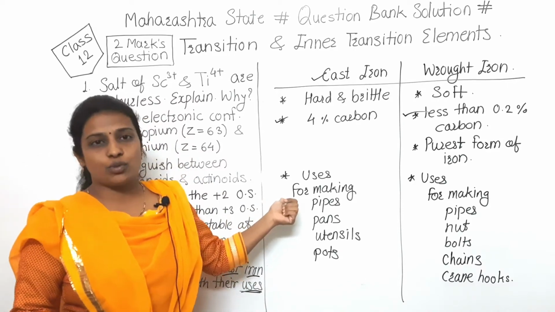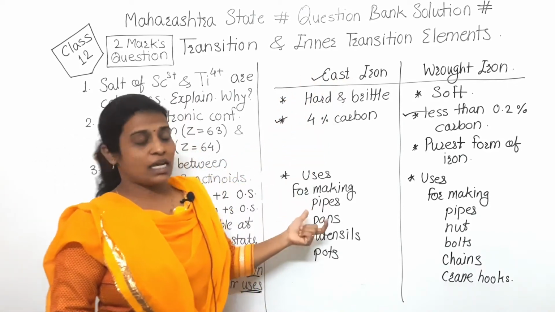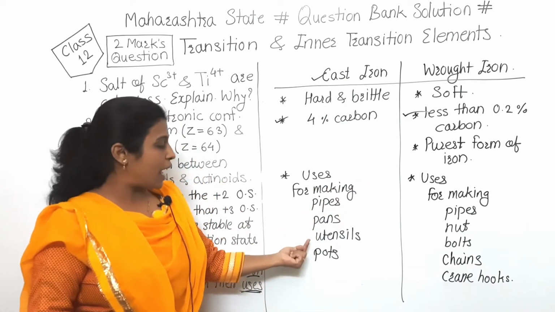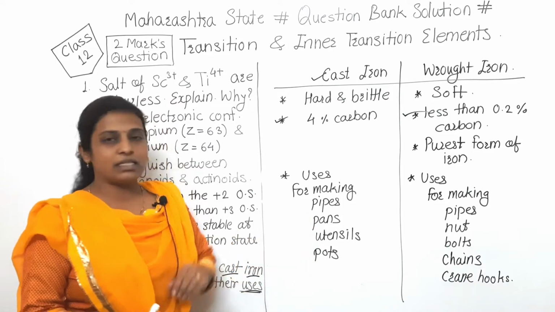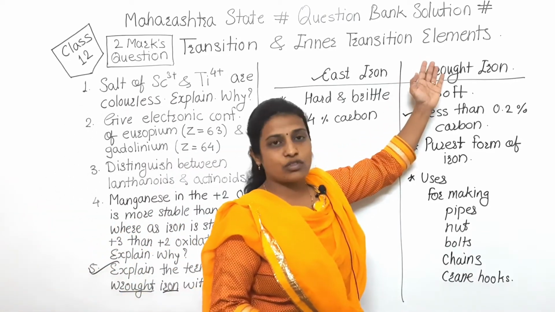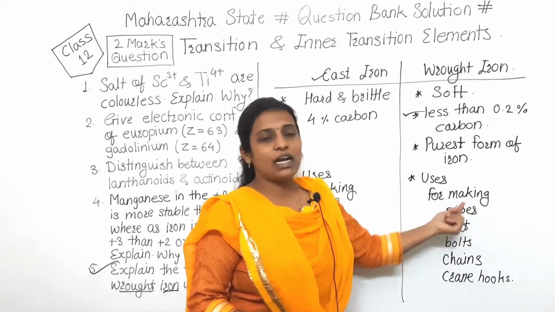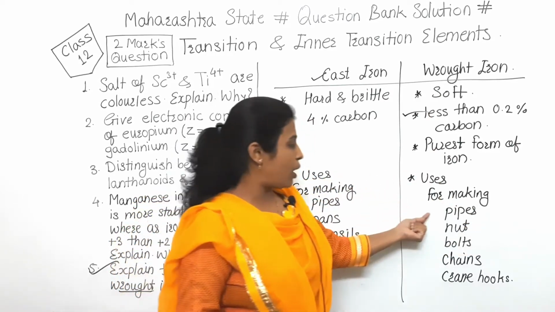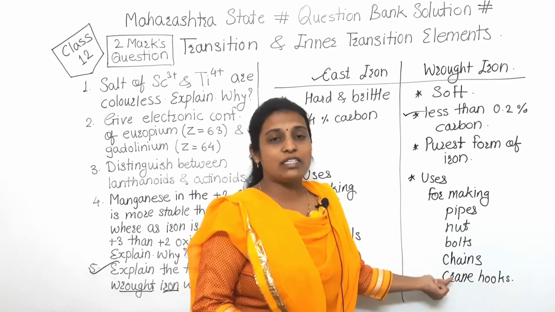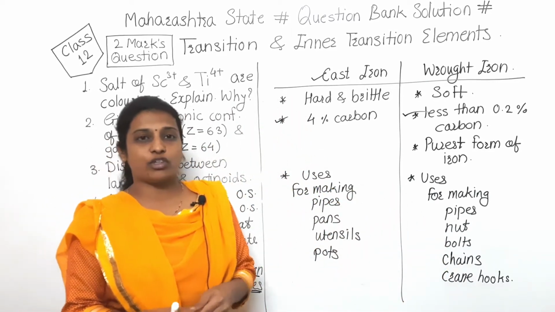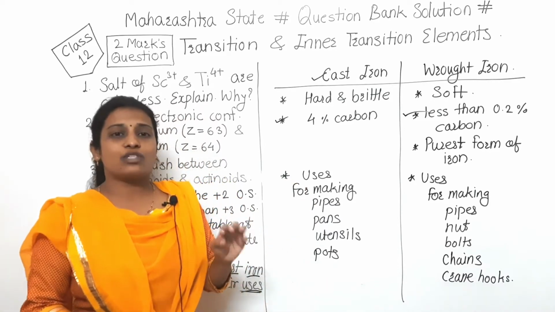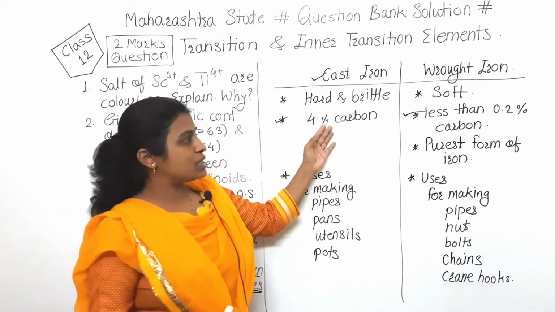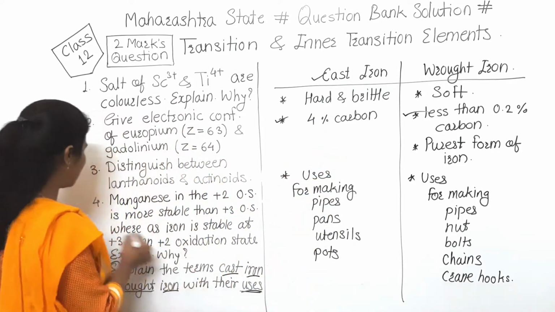Next point is the uses. If we consider the uses of cast iron, these are used for making pipes, pots as well as utensils and pans also. And if we consider the uses of wrought iron, we can say that they are used for making corrosion resistant pipes, nuts, bolts, as well as in the manufacturing of special chains and in the manufacturing of crane hooks also. So this is the answer for the 2 marks. Now we'll discuss the next question.